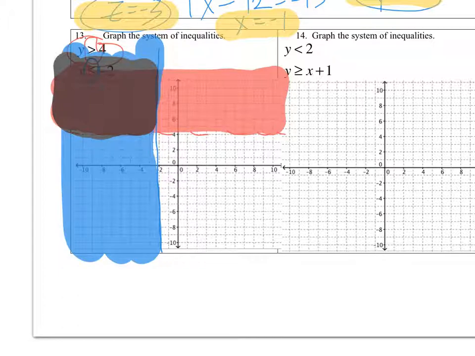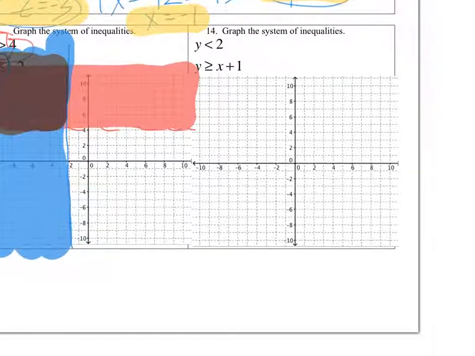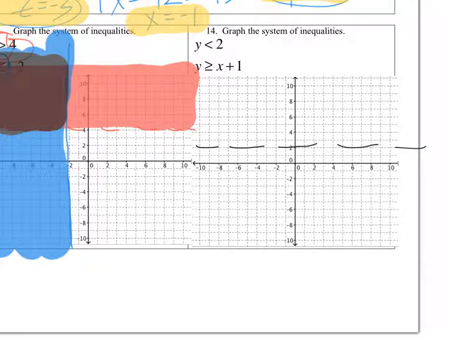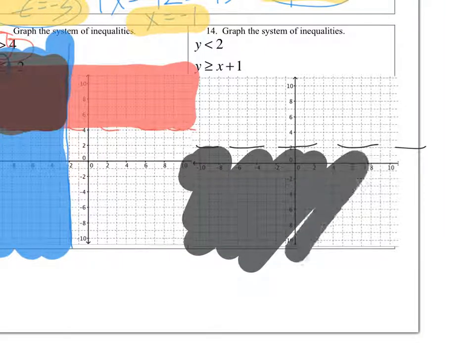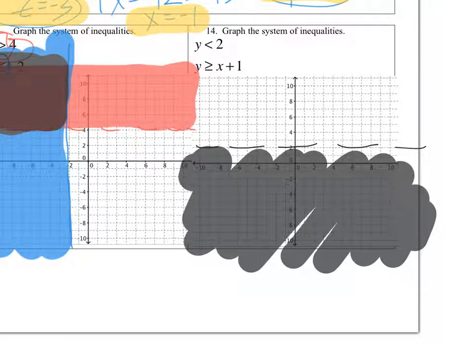For the second one of these, we're graphing y is less than 2. We've got a similar setup. Okay, horizontal line, less than, I'm going to shade in below. And then we're looking at y is greater than x plus 1. I'm sorry, greater than or equals, that's why it's getting a solid line.